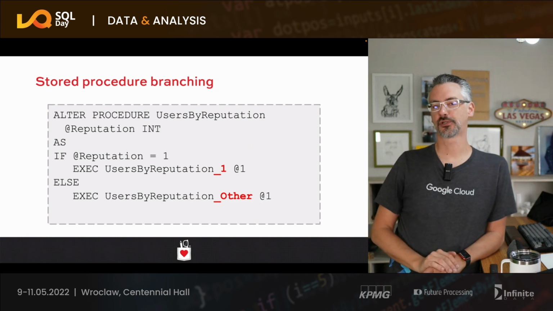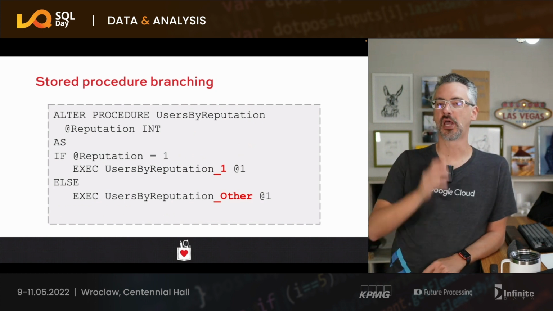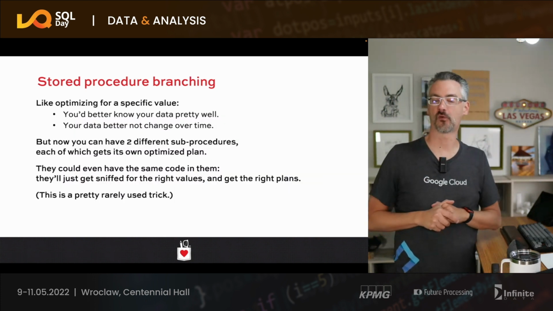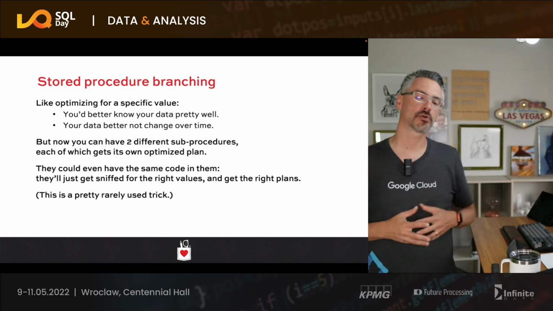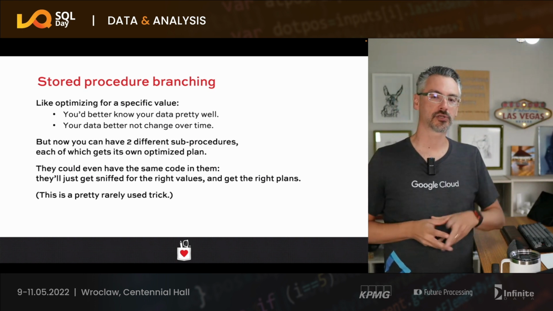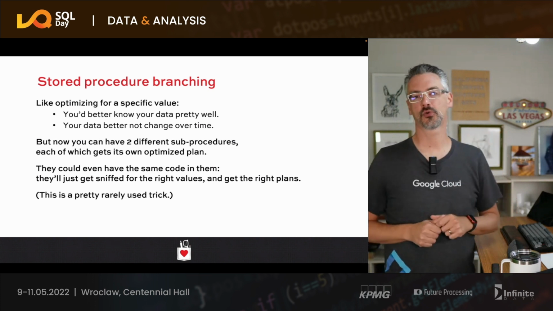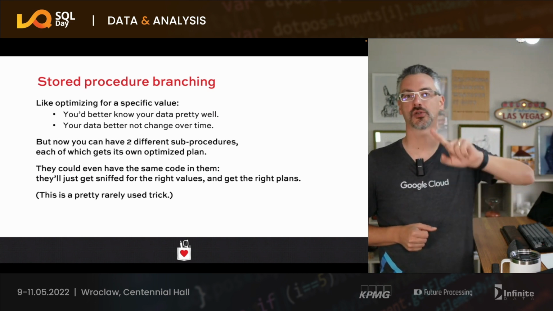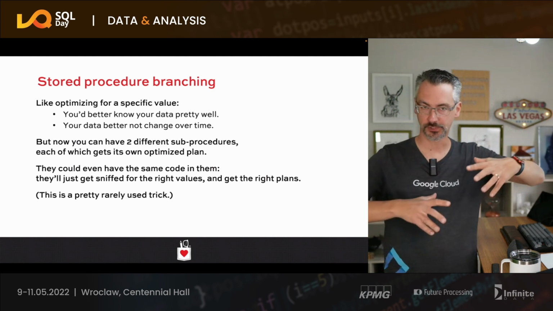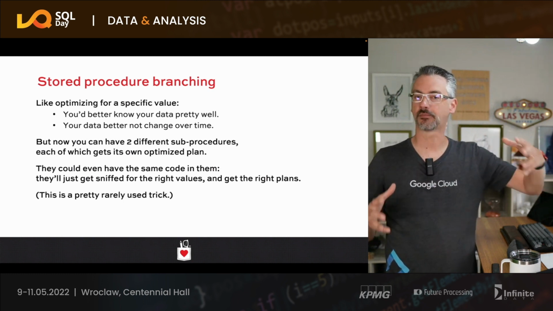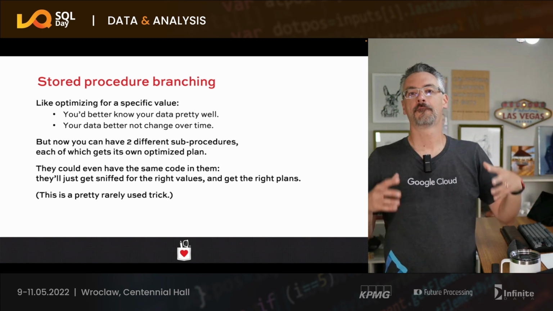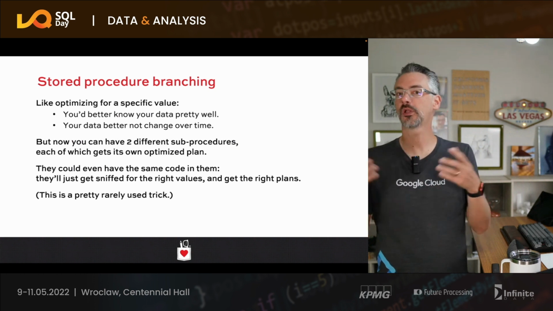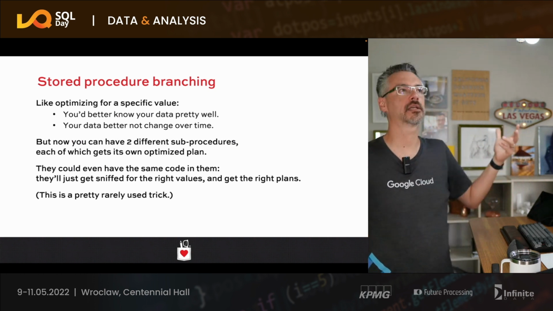And when they're called, they will get sniffed with whatever parameter they happen to get executed for. So that users by reputation 1 stored procedure will get sniffed for reputation 1, and SQL Server will build the big data plan for it. The users by reputation other stored procedure will also get sniffed. It'll get sniffed for some other number, and I'm still going to have parameter sniffing issues over there. But as long as my data distribution is pretty evenly distributed, I might call that my small data execution plan, and it'll get optimized for the index seek plus key lookups.